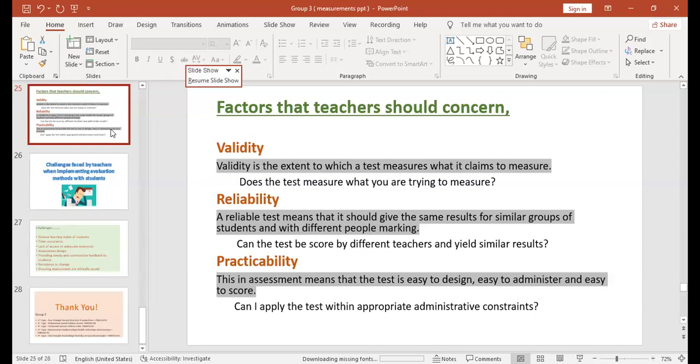And also the last one is practicability. This is an assessment meaning that the test is easy to design, easy to administer, and easy to score. This one also we have a question. Can I apply the test within appropriate administrative constraints? This is the question you have to ask from yourself. And no matter how valid or reliable a test is, it has to be practical.